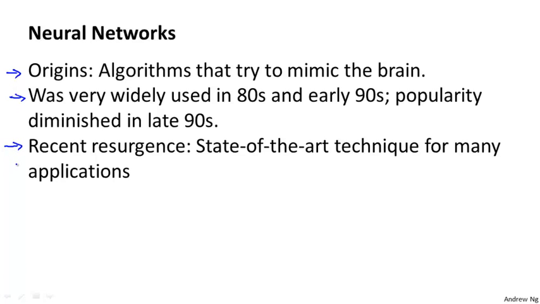One of the reasons for this resurgence is that neural networks are a computationally somewhat more expensive algorithm, and so it was only somewhat more recently that computers became fast enough to really run large-scale neural networks. Because of that, as well as a few other technical reasons, which we'll talk about later, modern neural networks today are the state-of-the-art technique for many applications.